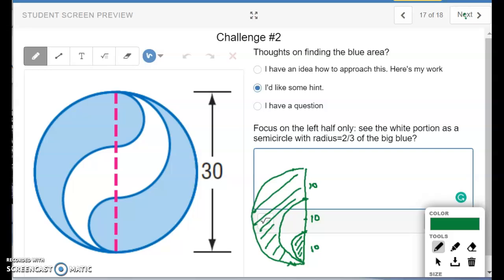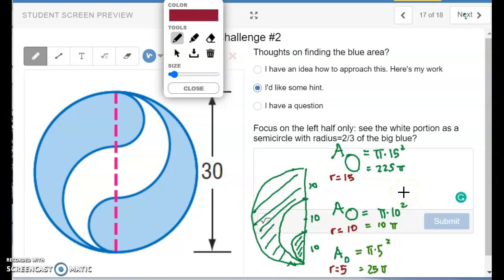What we can do is figure out the area of the big circle, the area of the medium-sized circle, and finally the area of the smaller circle. The biggest circle has a diameter of 30, so the radius is 15, so the area is going to be 225 pi. The middle circle has a diameter of 20, so the radius is 10, so that's going to be 100 pi. The area of the smaller circle is pi times 5 squared, so that's 25 pi. Of course, we're dealing with half circles, so we're going to multiply that by half.